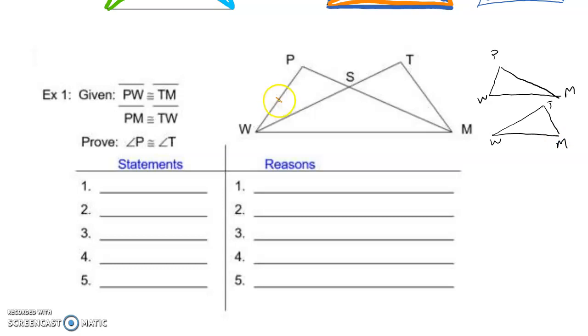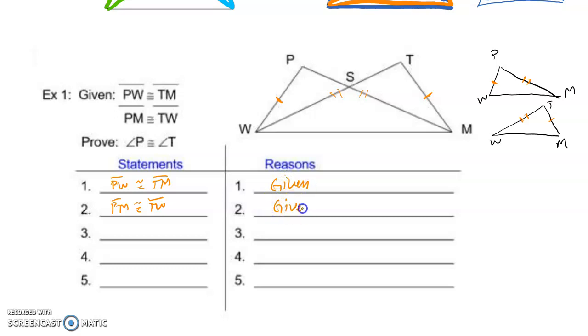Now we know that segment PW is congruent to segment TM, and I can label that in both diagrams. We know that segment PM is congruent to segment TW. See, that's a little bit easier to label in this diagram. Okay? And the tricky part is, I can label that in this diagram, and I can just do this and this. But what's the third piece? So we have these two given pieces. Segment PW is congruent to segment TM, and segment PM is congruent to segment TW.